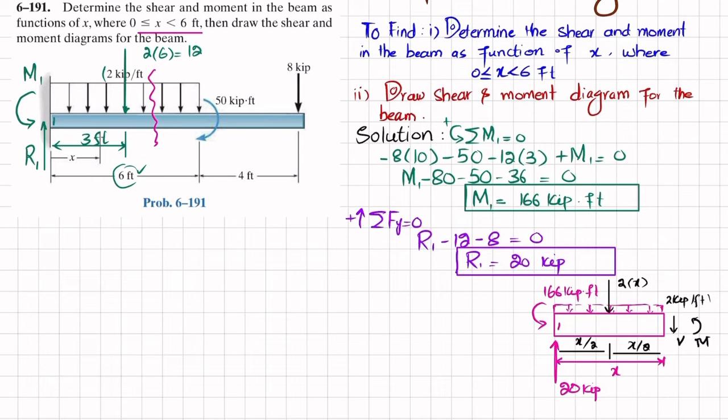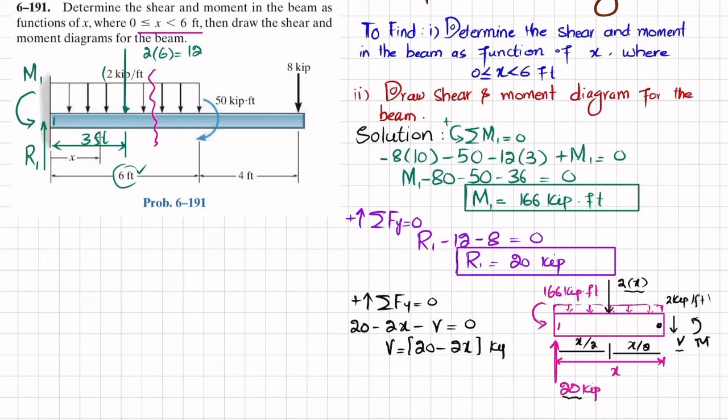How will we find this? Let this be point O. We'll find this M and V by using the equations of equilibrium. The first is that the sum of all forces along the y direction must be equal to 0, and upward force is taken as positive. So 20 is upward, minus 2x is downward, and minus V, their sum must be equal to 0. So 20 minus 2x minus V is equal to 0. From here we get V is equal to 20 minus 2x, and the unit will be in kips.